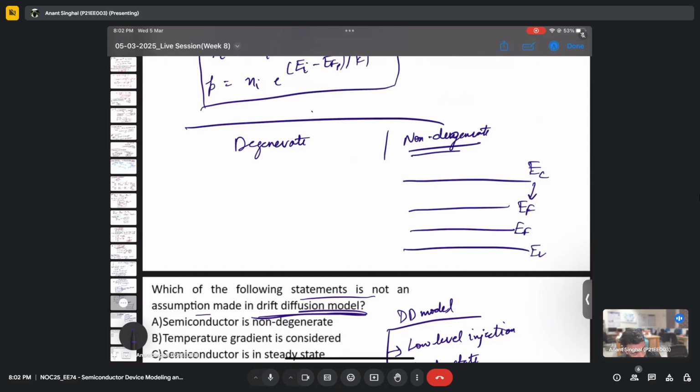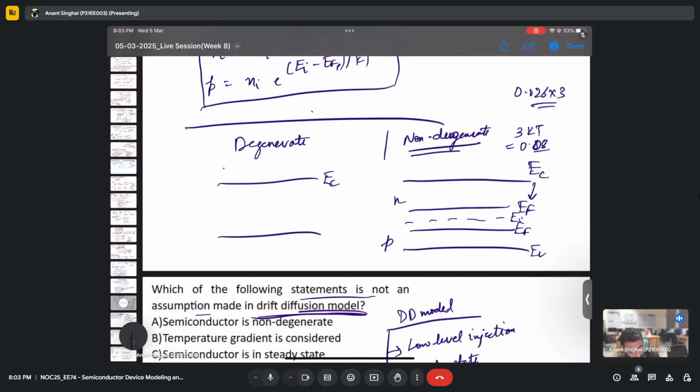For a p type, the difference is very near to the intrinsic Fermi level, not near to the conduction band. I mean, EC minus EF is always greater than 3 kT. So 3 kT is around 0.08, something like that, 0.026 multiplied by 3 only. That is not much. It is close to EI, but it is not close to EC. That is what we can say.